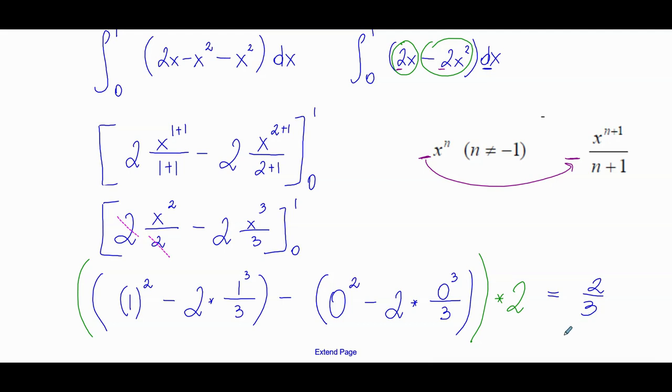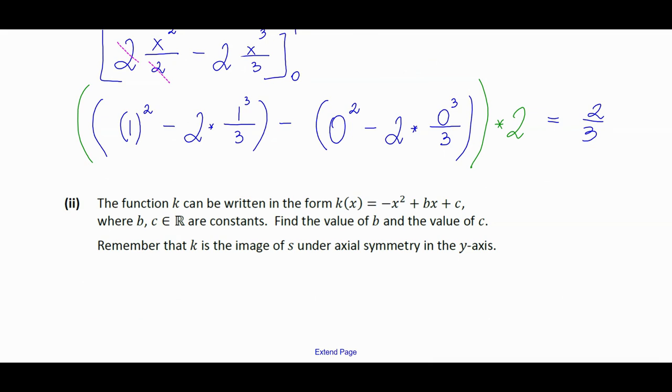Okay, now let's have a look at the second part of this question. Part 2: the function k can be written in the form, and that form is the form of what? Every quadratic equation, isn't it? Where b, c are constants. Now, it is missing a, but they already gave us that it is minus 1. The reason we know that is because the graph of this function goes down, therefore it has a negative value of a. So now we have to find the value of b and c, the other constants. Remember that k is the image of s under the axial symmetry in the y-axis.